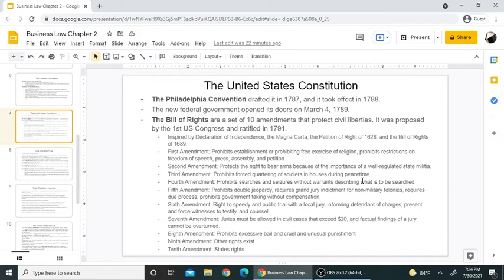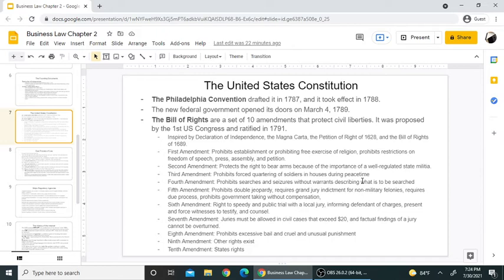The First Amendment prohibits the establishment of a state religion, and also protects the free exercise of religion. It prevents the government from prohibiting or restricting the free exercise of religion. It also prohibits restrictions on the freedom of speech, press, assembly, and petition.